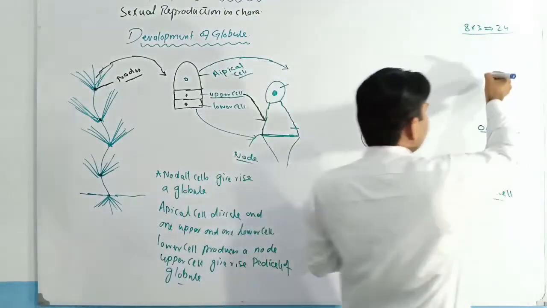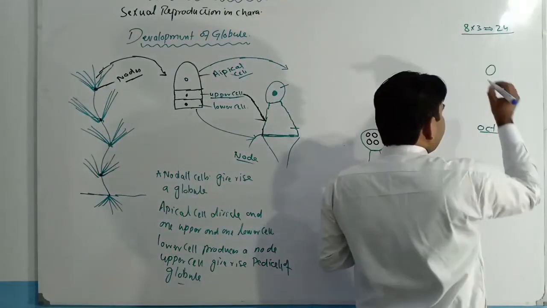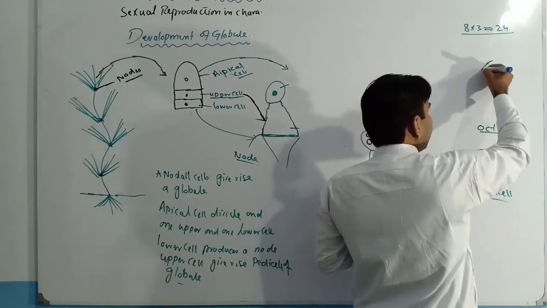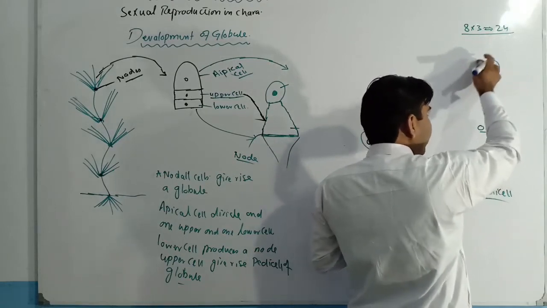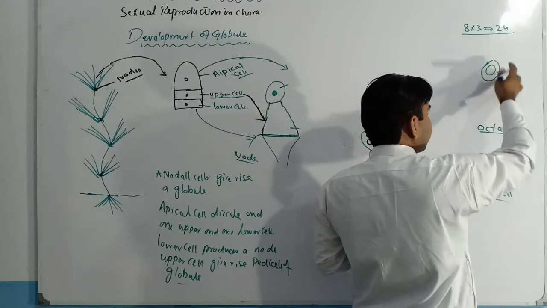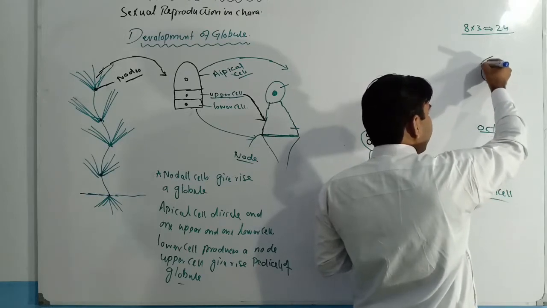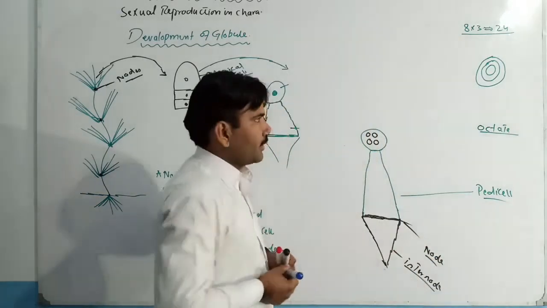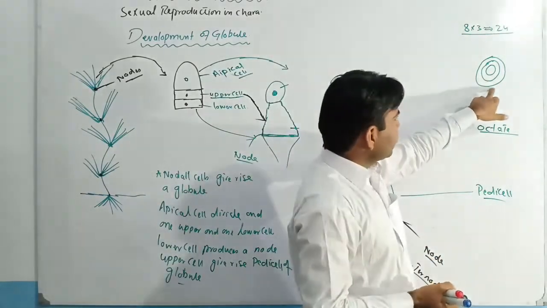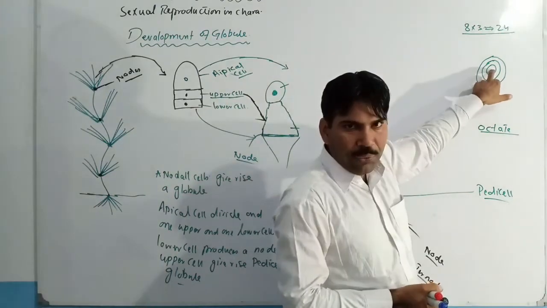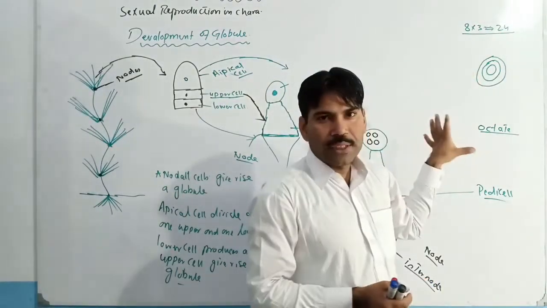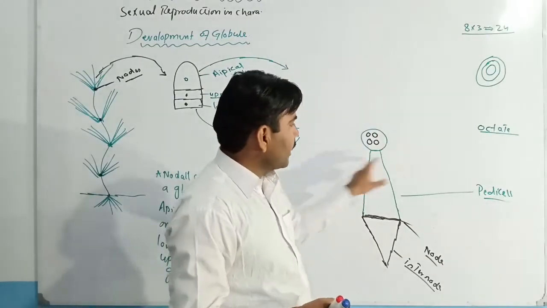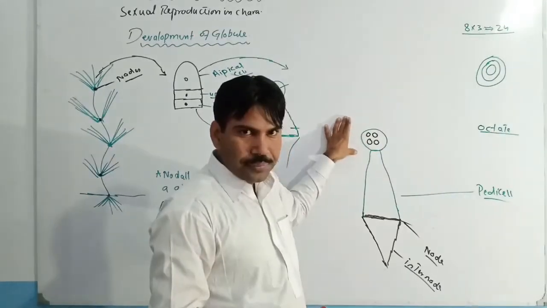circles, such that 8 cells are arranged like this, and other 8 cells are present like this, and this is the third layer of 8 cells. That means 8 cells, 16 cells and 24 cells. That means now 24 cells are present. Where are these cells present? These cells are present at this portion.